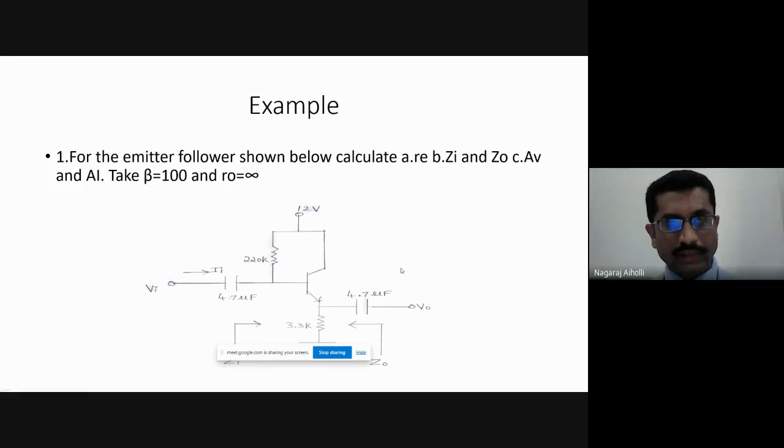Then we discussed one example. We solved an example on the emitter follower circuit. This was the example that we solved in the previous class.